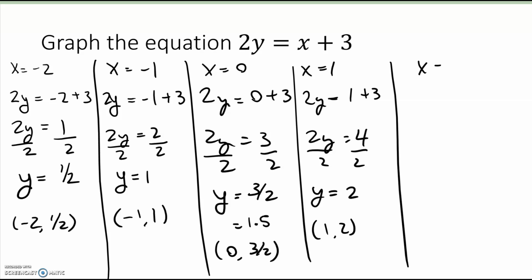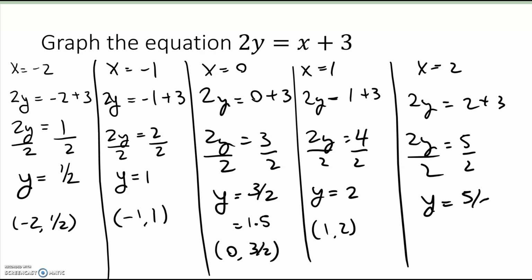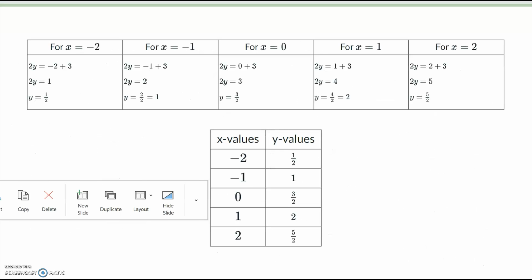And then our last one, x is equal to 2. 2y is equal to 2 plus 3. 2y is equal to, okay, 2 plus 3 is 5. Divide both sides by 2 because we want y by itself. So 5/2, or the same thing as 2.5. So our ordered pair here is 2.5, and I'm just going to write it as 5/2. Okay. Now there's all the solutions in a nice, neat fashion there.